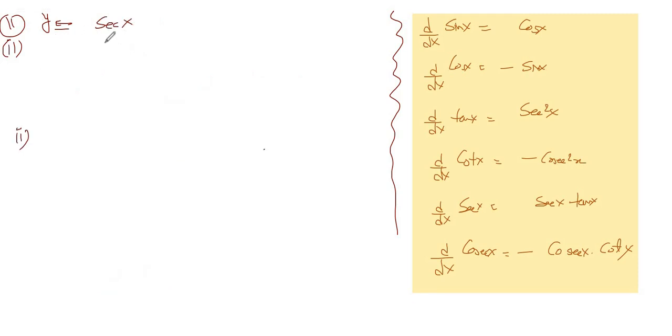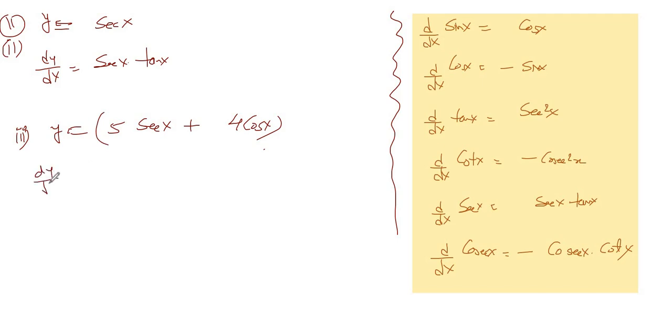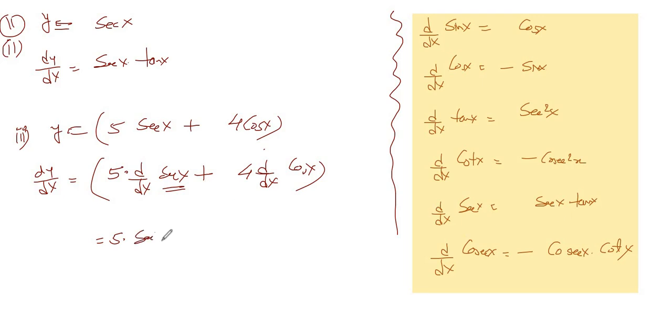Here is the second part, y is equal to sec x. So there is no need, you can just directly write the formula, which is sec x into tan x. Third question is y is equal to 5 sec x plus 4 cos x. So what will be dy by dx? 5 d by dx of sec x plus 4 d by dx of cos x. So it will be 5. What is derivative of sec x? Sec x derivative is this, sec x into tan x plus 4 times cos x's derivative, minus sin x. That's it.